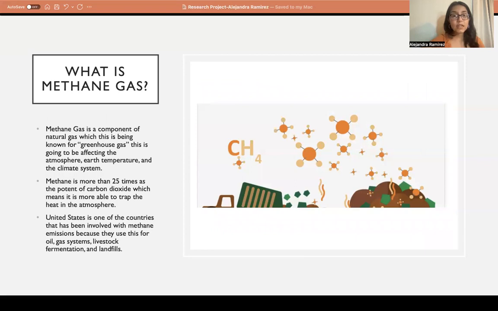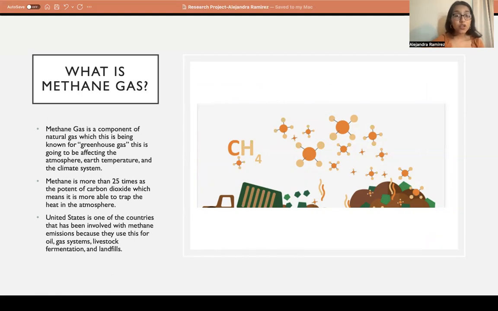What is methane gas? Methane gas is a component of natural gas, which is known as a greenhouse gas. This is going to affect the Earth's atmosphere, the Earth's temperature, and the climate system, because it is going to increase the heat of Earth. Methane is more than 25 times as potent as carbon dioxide, which means it is more able to trap the heat in the atmosphere.